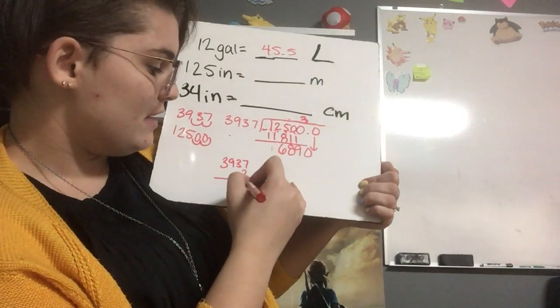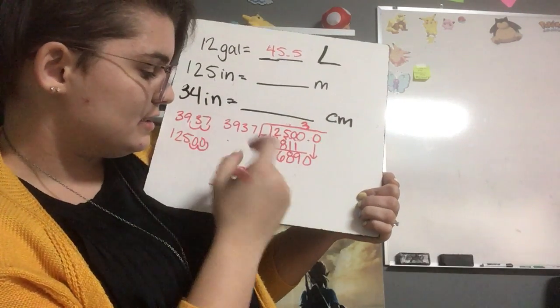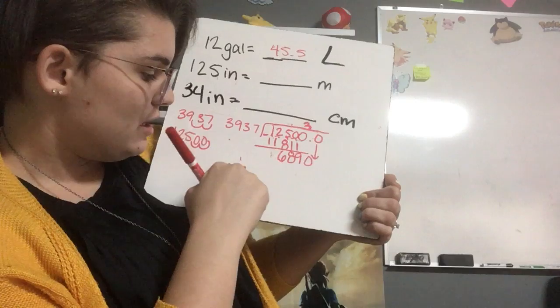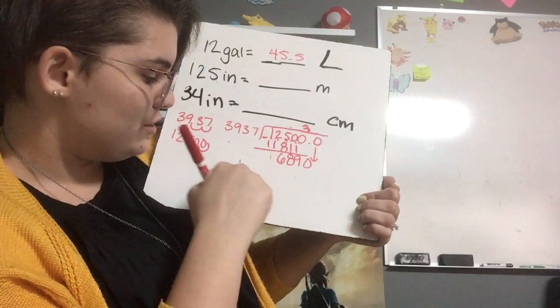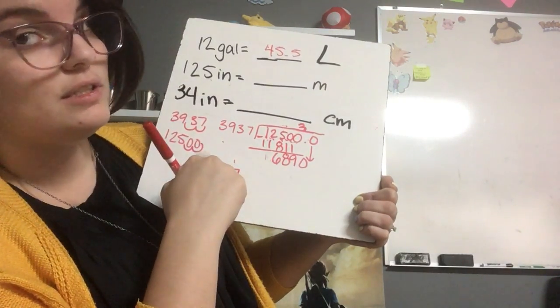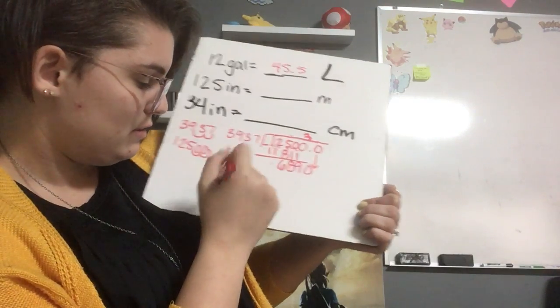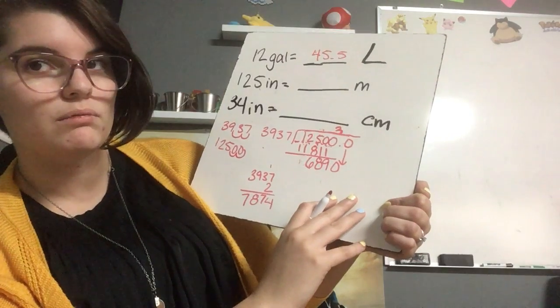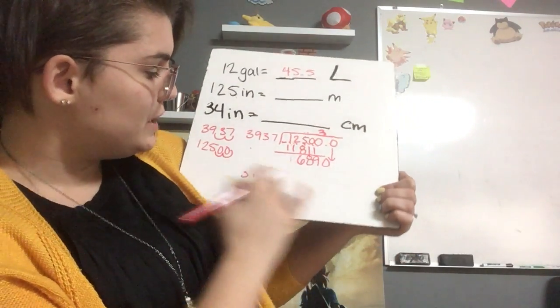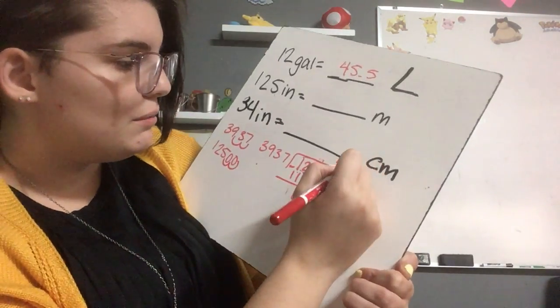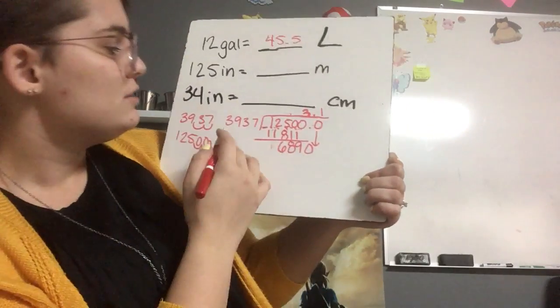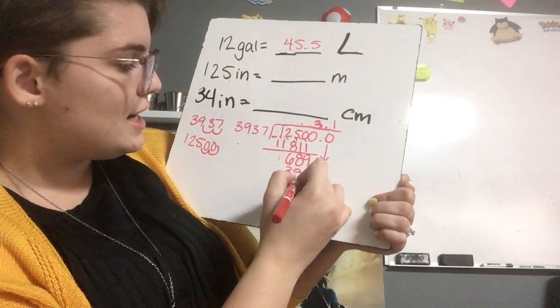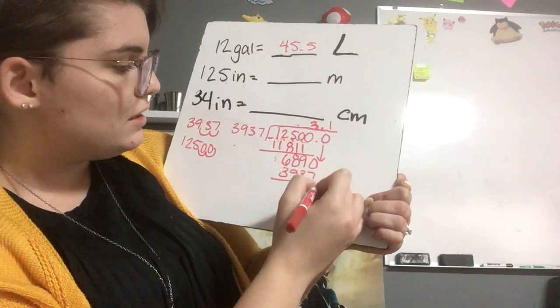So 3, 9, 3, 7 times 2. 2 times 7 is 14. 2 times 9 is 18, carry the 1. 2 times 3 is 6, plus the 1 is 7. That's too big. So we know that it's 1. We have to add our decimal. So then we do 3, 9, 3, 7.